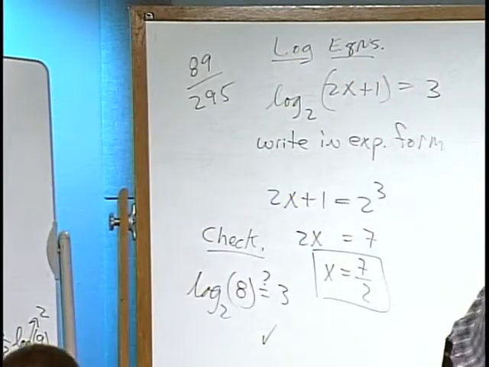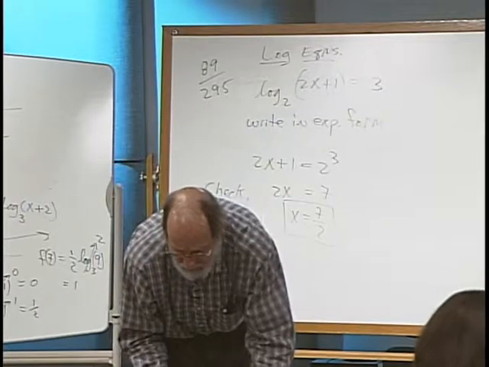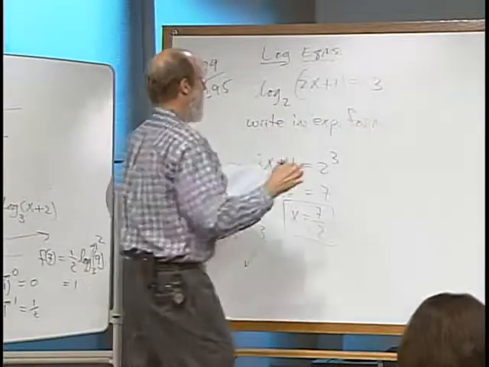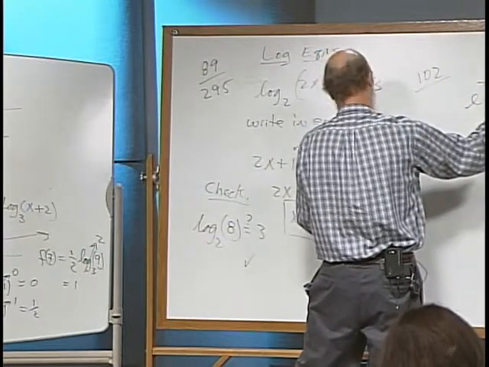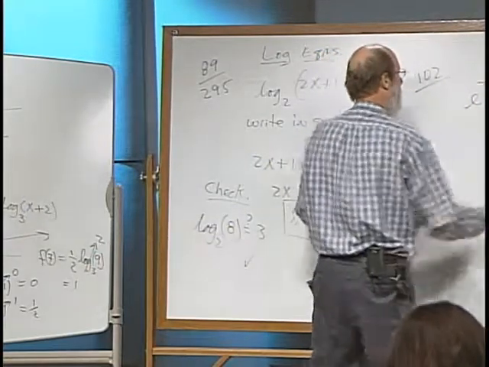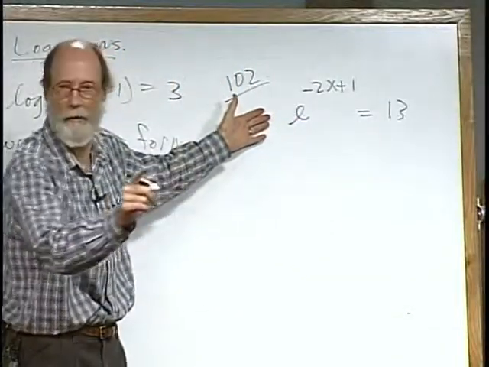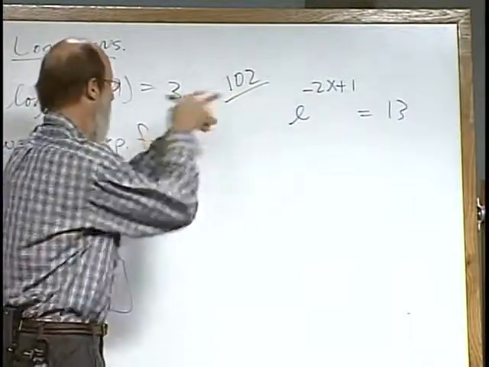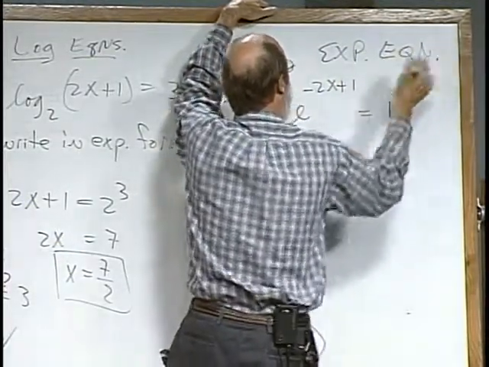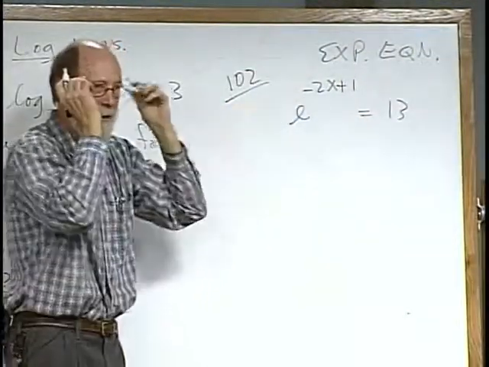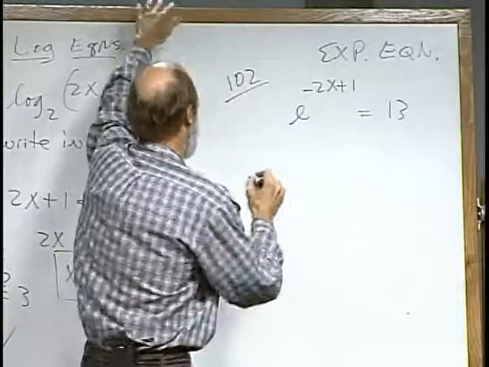See if I can do one more real quick one. How about this one? Number 102, same page. e to the minus 2x plus 1 equals 13. What kind of equation is this? Don't say logarithm. That's an exponential equation. Very good. How do you solve exponential equations? You take the logarithm of both sides. You take the log of both sides.